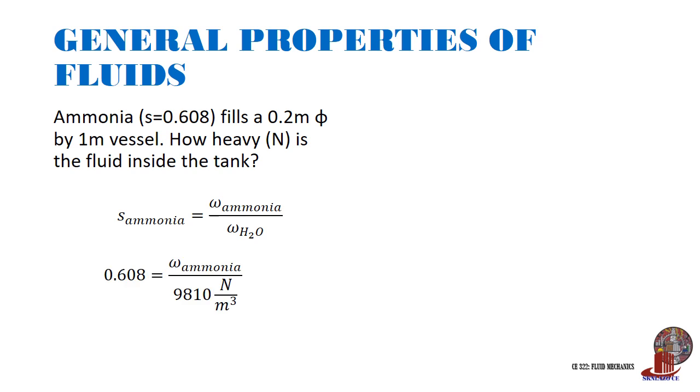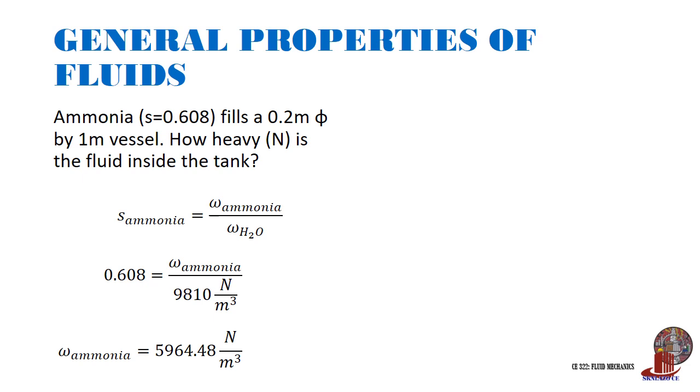If we are going to plug in our values, 0.608 for specific gravity and 9,810 newtons per cubic meter for our unit weight of fresh water, and by cross-multiplying these values would give us the unit weight of ammonia, which is 5,964.48 newtons per cubic meter.